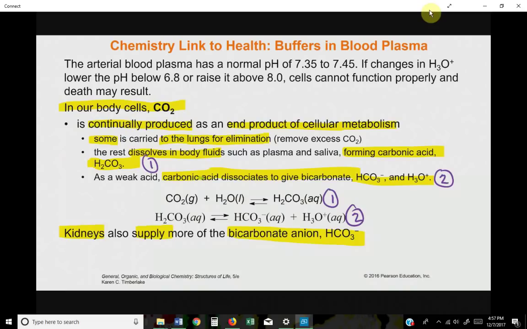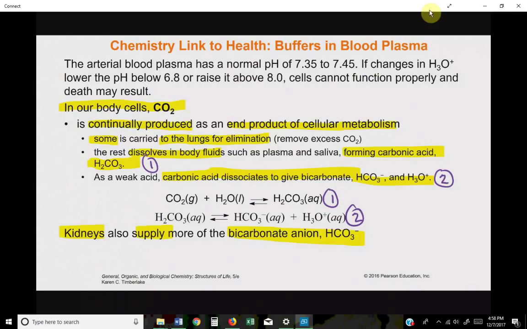So what does our body do with it? Some of that is carried to the lungs for elimination as CO2 gas, and some of it actually dissolves in the body fluids such as plasma, saliva. And when we dissolve CO2 in water, if you guys remember, we form carbonic acid. So we see here with the number 1 that we've got our first reaction in which CO2 dissolves in water to give us carbonic acid.